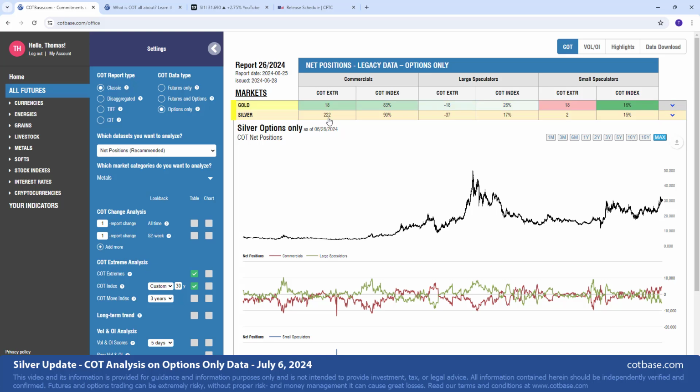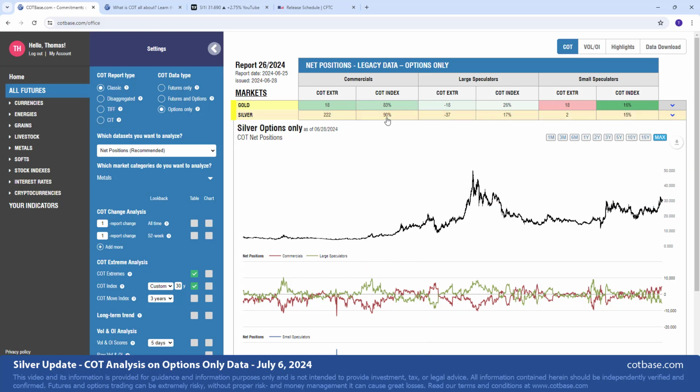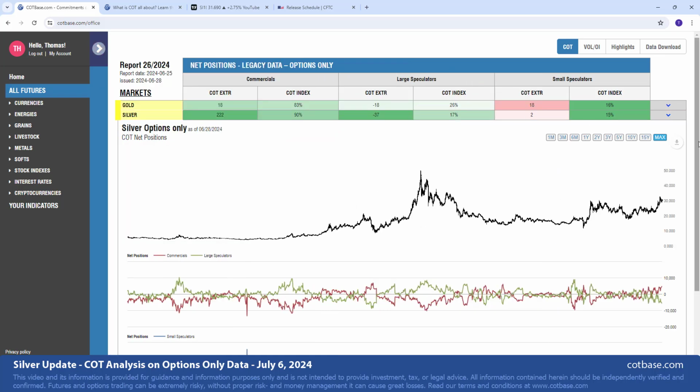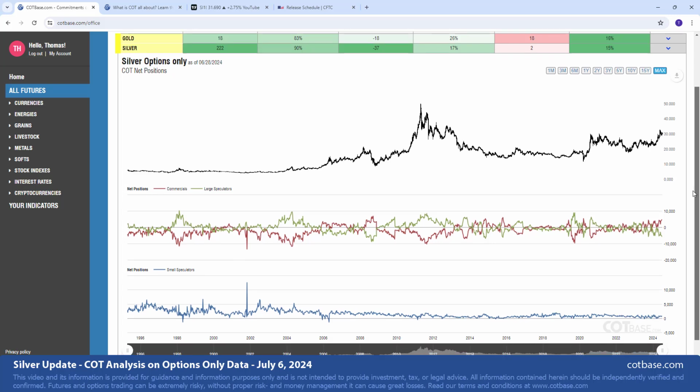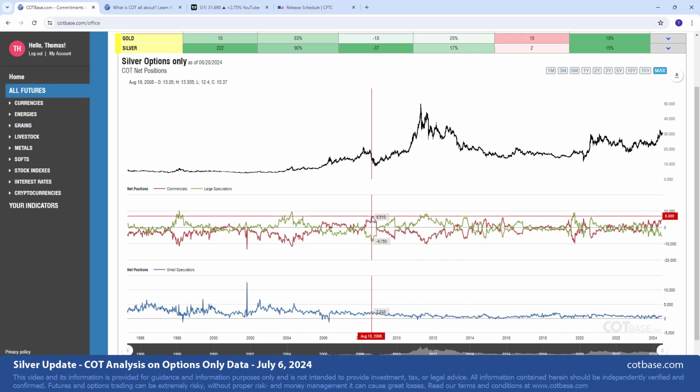Looking at it, you can see that commercials in silver are at a 222 report extreme. So it has been 222 reports since commercials were at this level. It equates to a 90% COT index reading. Let's open up the chart. Let's see it in a larger chart over here. This is the entire history of COT data, options only.